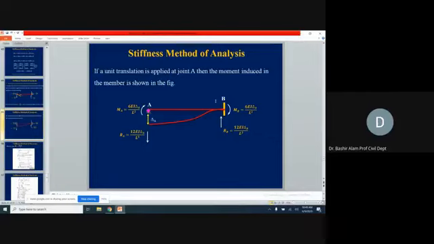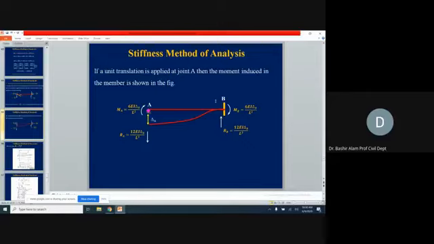What will be the magnitude? At the near end, it will be 6EI delta A divided by L square. In case of the rotation, it was 4EI theta A divided by L, single L. But here, in case of the displacement, this settlement, it will be 6EI delta A divided by L square.